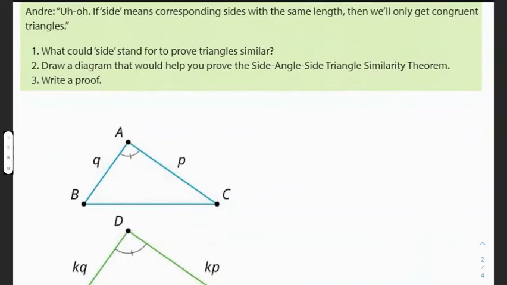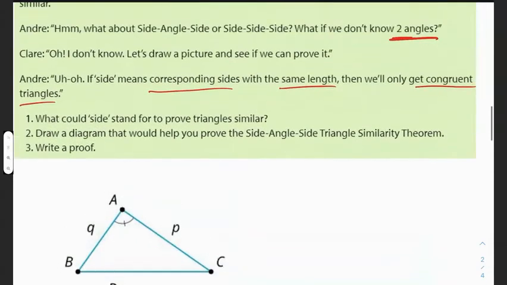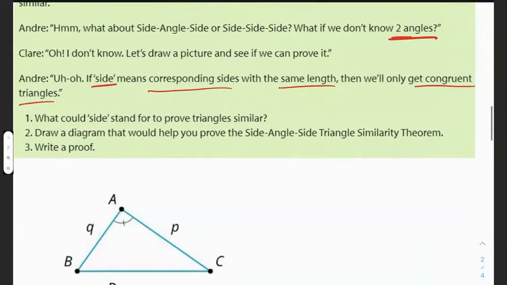So Andre's like, hey, this means corresponding sides are the same length. Then we only get congruent triangles. Wait, if side means corresponding. Okay, so this is the tricky part where they start asking some very specific questions. Number one, they said, what could side stand for to prove triangles are similar?